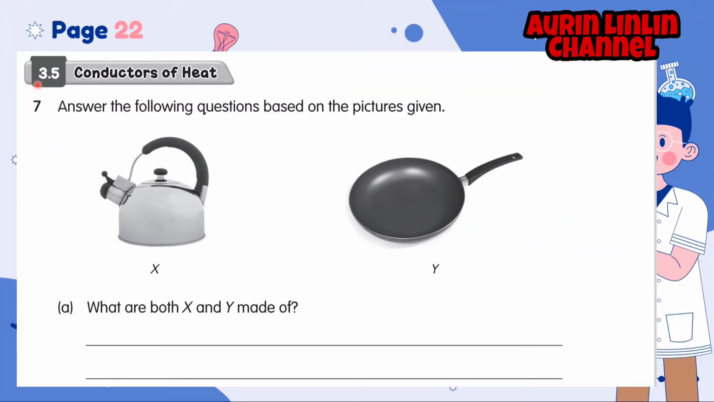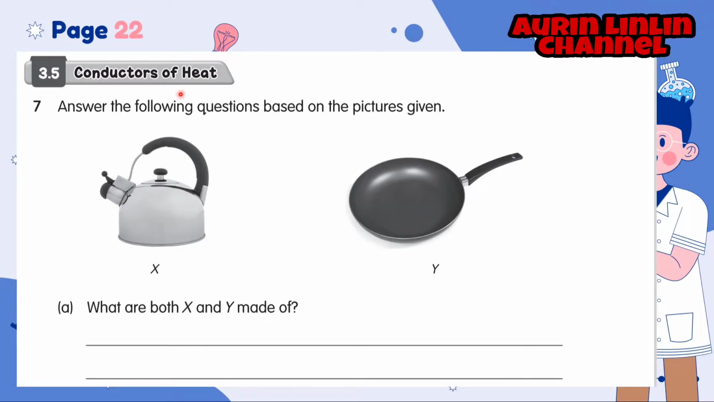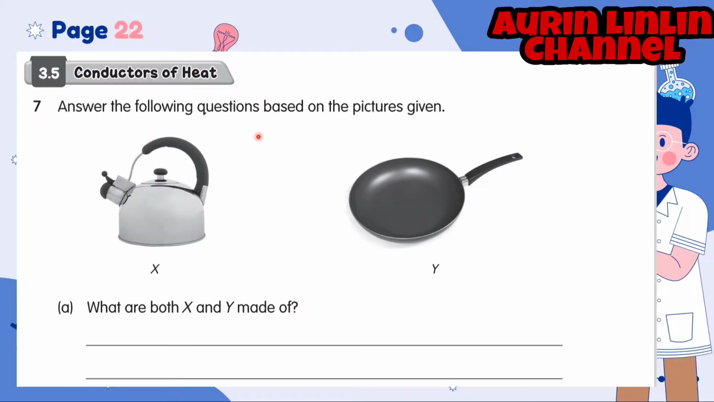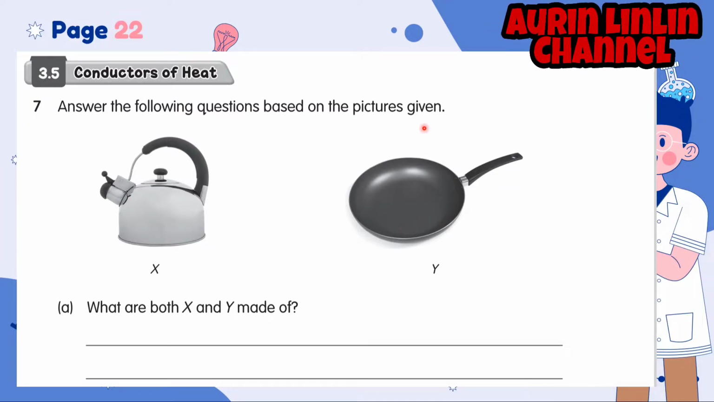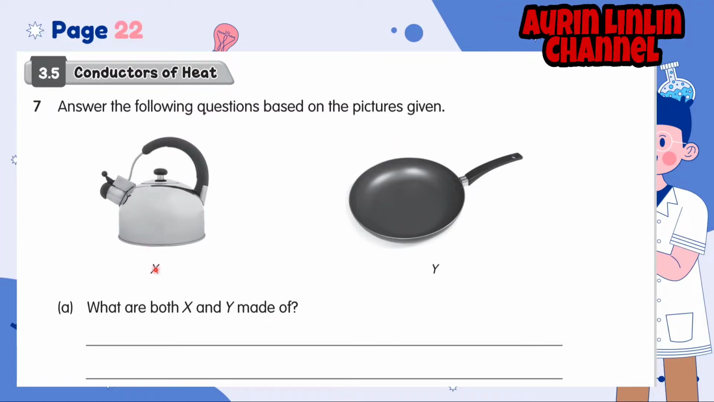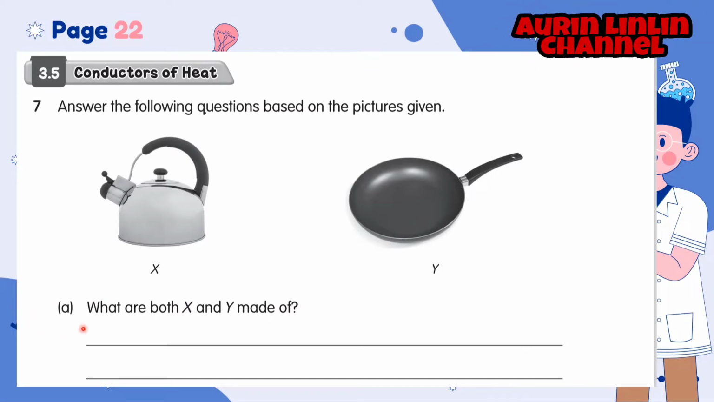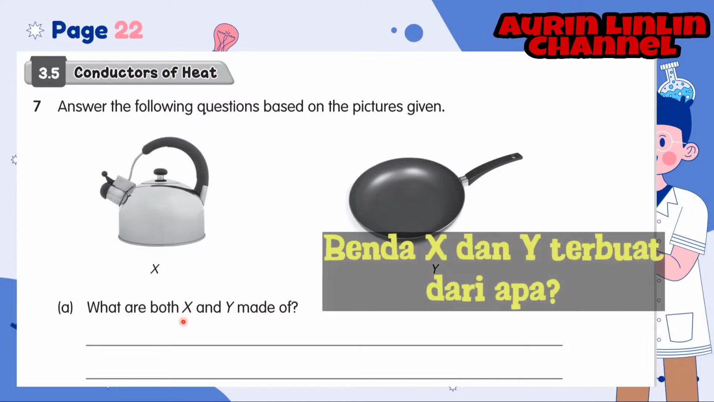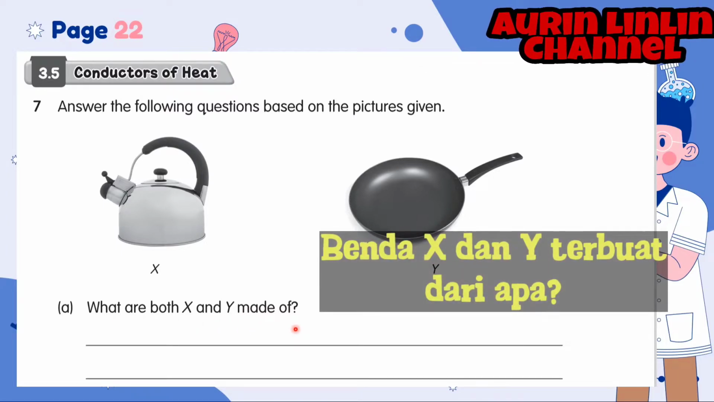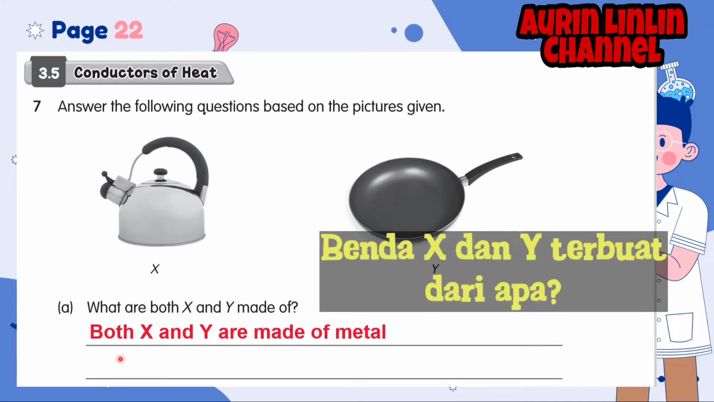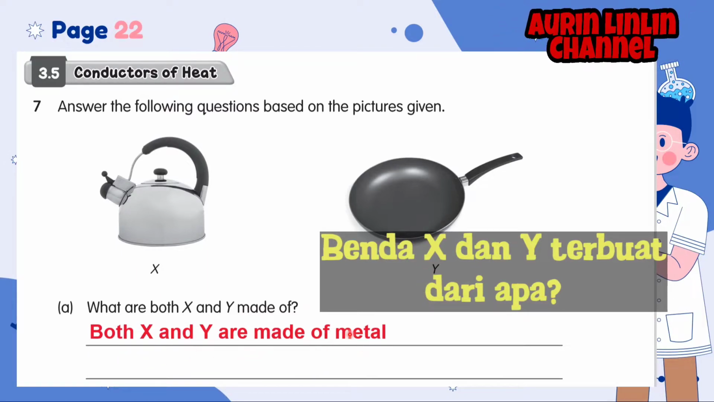Okay, now the next part is about conductors of heat. Question number 7. Answer the following questions based on the pictures given. Look at picture X and picture Y. Answer the question. What are both X and Y made of? You can guess. And the answer is both X and Y are made of metal.